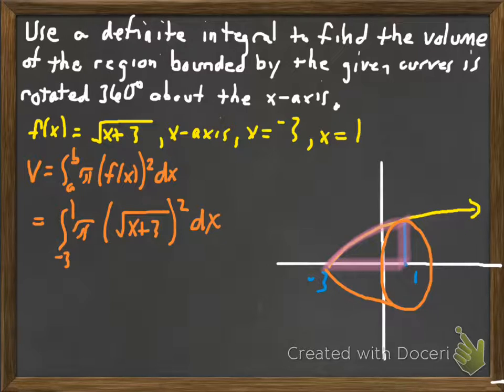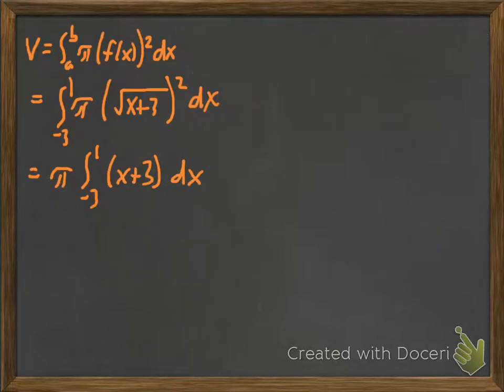Alright, and quite simply, here's how we're going to evaluate that volume. Let me go ahead and pull out pi, just like I would any other constant multiple when finding an integral. And then we're going to do pi times the integral from negative 3 to 1 of, and when you square the square root of x plus 3, that just becomes x plus 3, doesn't it? dx. Alright, let me clear some space.